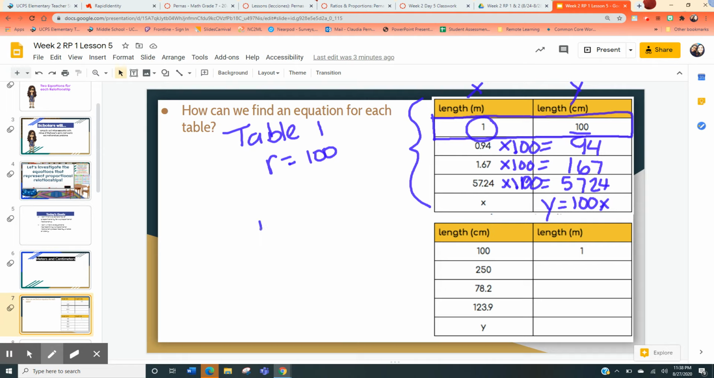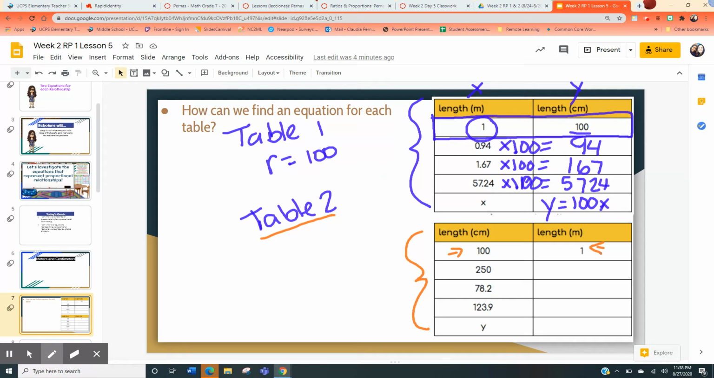So that's the equation for my first table. Now, for table number 2, this one right here, we notice that this is different. Because the number is on this side and the 1 is on this side, that no longer makes it our unit rate. We have to solve.